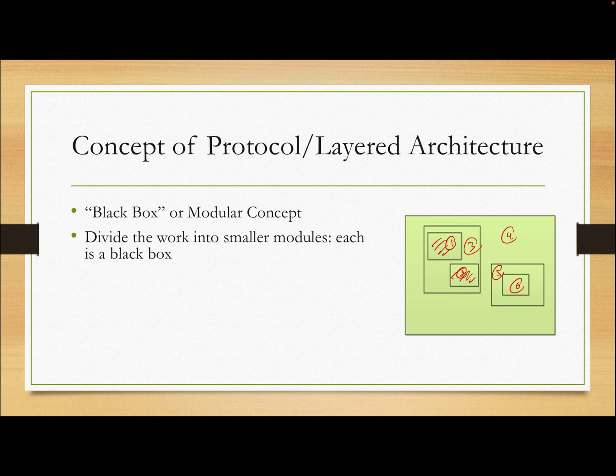And number 3 can be constructed by buying number 1 and number 2 and putting them together in number 3. And number 4 doesn't have to know what is inside number 3. It can use number 3's function directly. So let's look at an example.